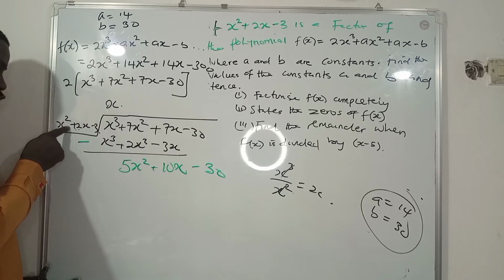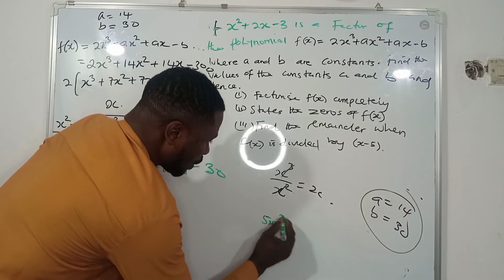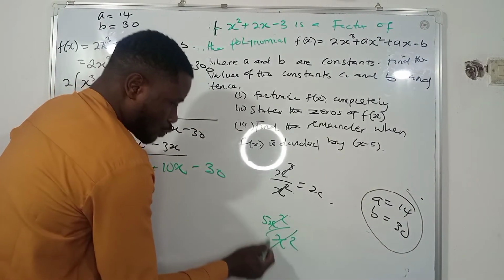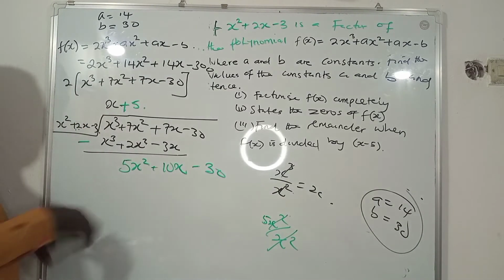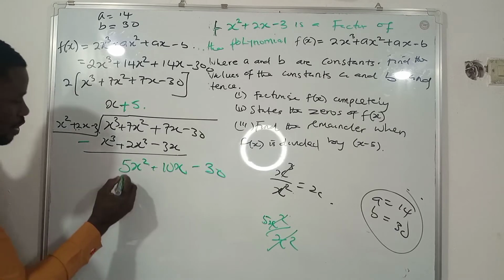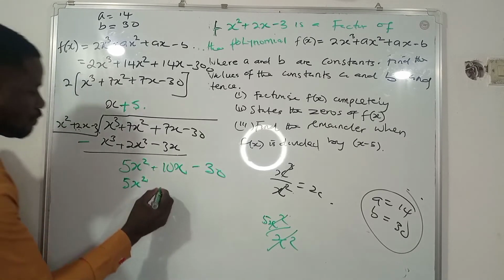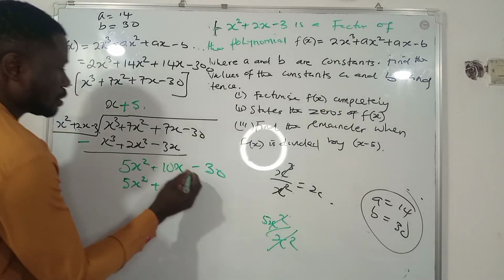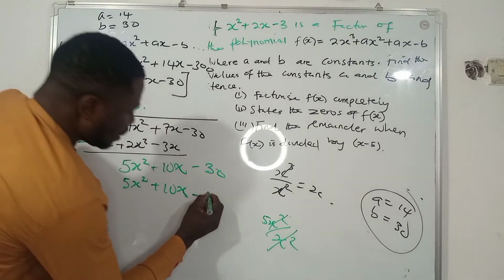I will now say x squared into this. That's 5x raised to the power 2 all over x raised to the power 2, and this, of course, will cancel this one. You'll be left with 5. That 5 will be written here, plus 5. I will now say plus 5 times this, that will give us plus 5x raised to the power 2. 5 times this will give us plus 10x. 5 times this will give us minus 15.